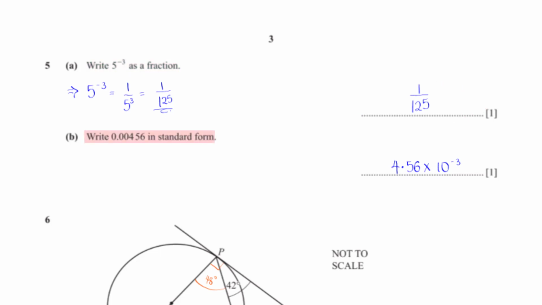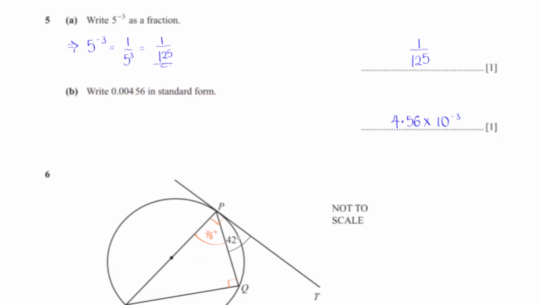Write 0.00456 in standard form. So we need to move the decimal point to a position after the first non-zero digit, which is 4. This gives us 4.56. And since we moved the decimal point 3 times to the right, we have times 10 raised to the power negative 3. And so in standard form, we have 4.56 times 10 raised to the power negative 3.